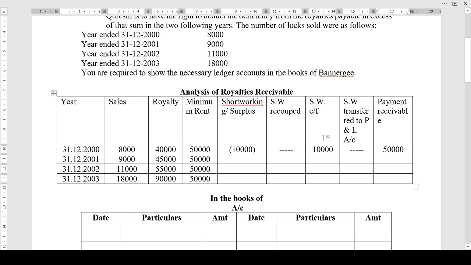Okay. Next one. How much is a short working? 5,000. Since again it's a short working, we can't recoup anything.